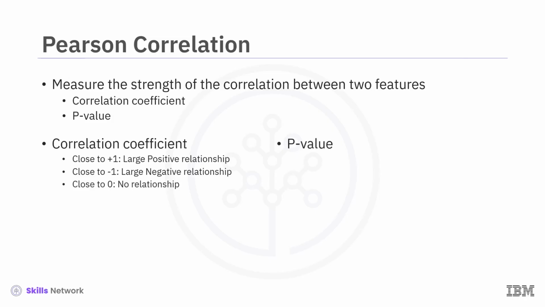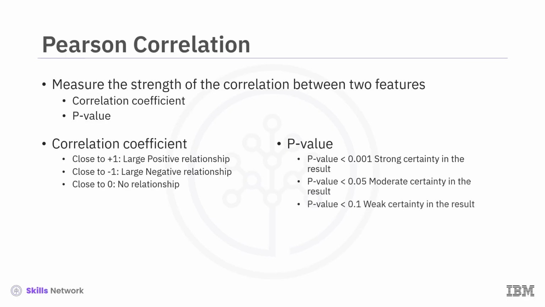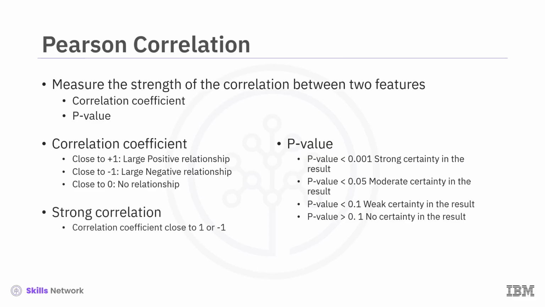Next, the p-value will tell us how certain we are about the correlation that we calculated. For the p-value, a value less than 0.001 gives us a strong certainty about the correlation coefficient that we calculated. A value between 0.001 and 0.05 gives us moderate certainty. A value between 0.05 and 0.1 will give us a weak certainty, and a p-value larger than 0.1 will give us no certainty of correlation at all. We can say that there is a strong correlation when the correlation coefficient is close to 1 or -1 and the p-value is less than 0.001.